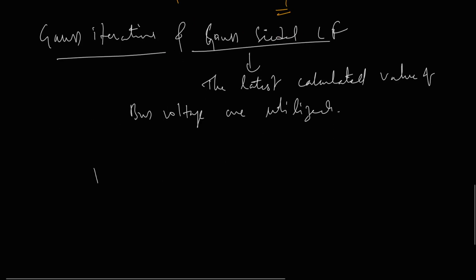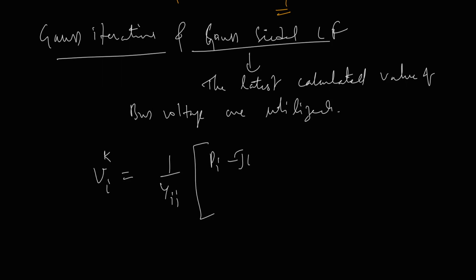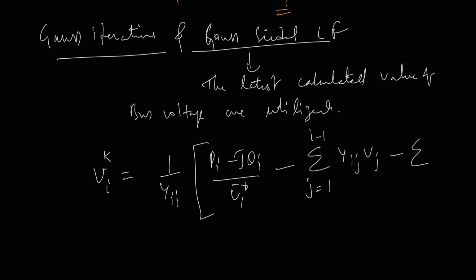I write down here once again. This is Vi at the kth iteration is equal to 1 by Yii, [Pi minus jQi by Vi conjugate minus summation j equals 1 to i minus 1 Yij Vj minus summation j equals i plus 1 to n Yij Vj], where the first set of voltages are the present iteration voltages found, and the second set are the previous iteration voltages.